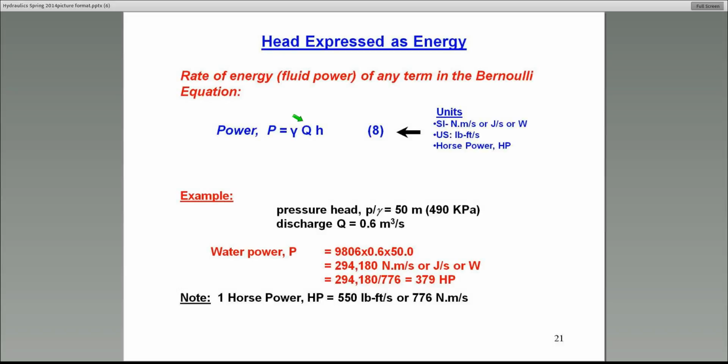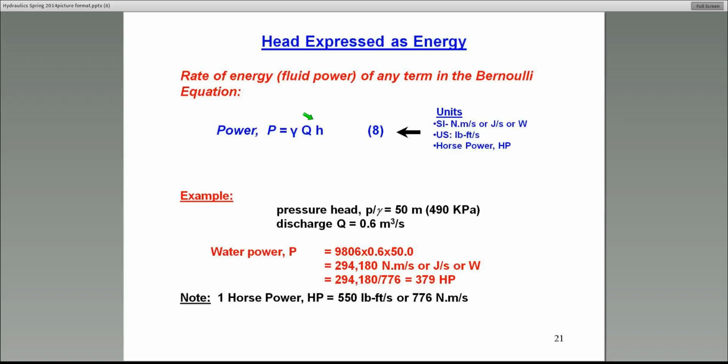The unit of power, of course, consistent in US units, is CFS times pounds per feet cubed times feet. So keep the units, respect them. I've given you all the units here. In the SI system, of course, the power comes out in newton meter per second, which is called joules per second or watts. And of course, Q will be in meter cubed per second, and the head will be measured in meters. Gamma, in my example here, let's go through a small example.